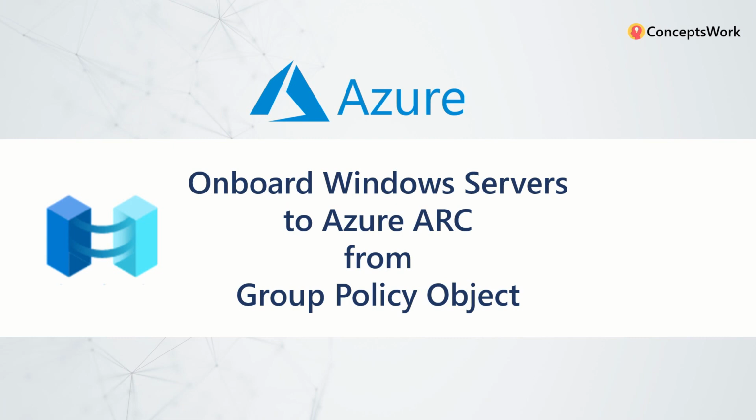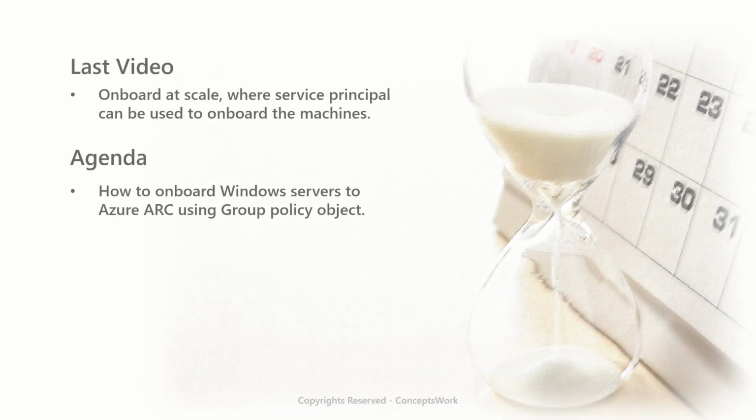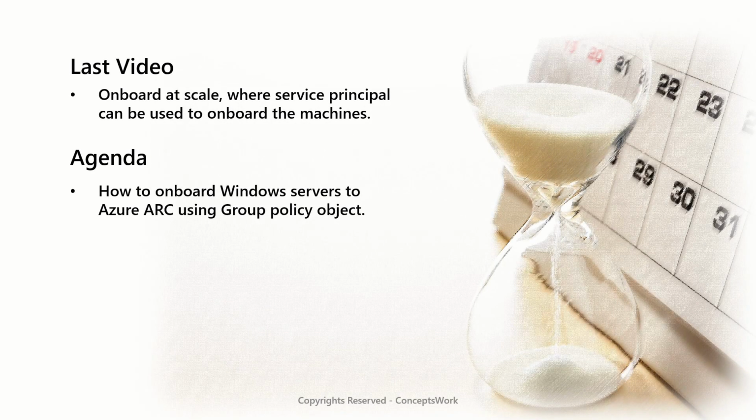In this video, I'm going to help you in onboarding Windows servers to Azure Arc from Group Policy Object. Now, if you're watching the series from the beginning, in the last video, we discussed the option of onboarding at scale, wherein a service principal can be used to onboard machines. Whereas in this video, I'm going to talk about the end-to-end workflow for onboarding machines to Azure Arc with the help of Group Policy Object.